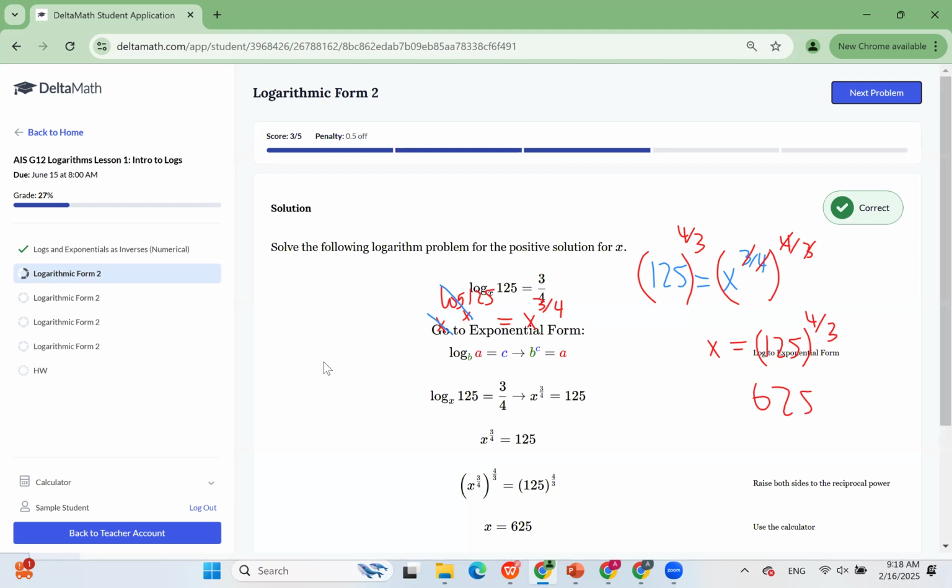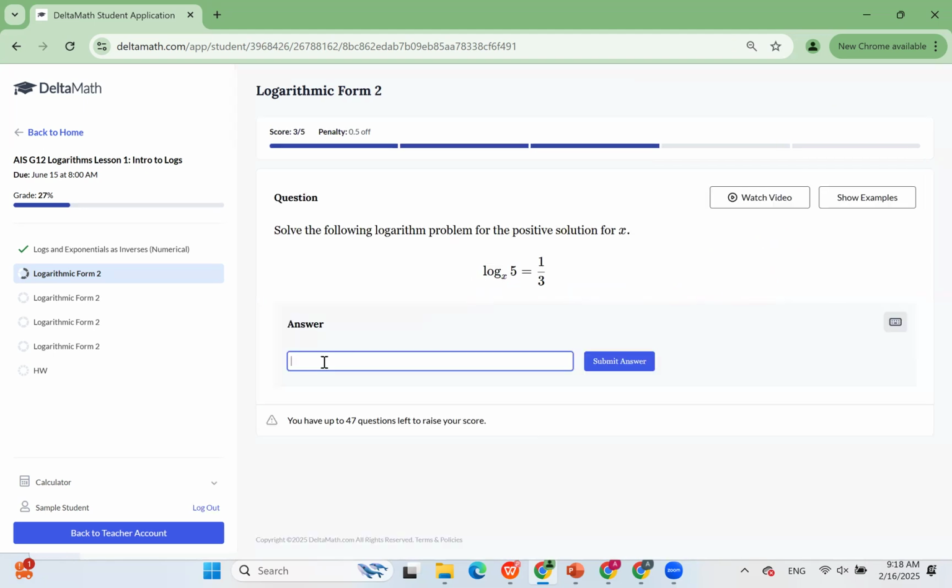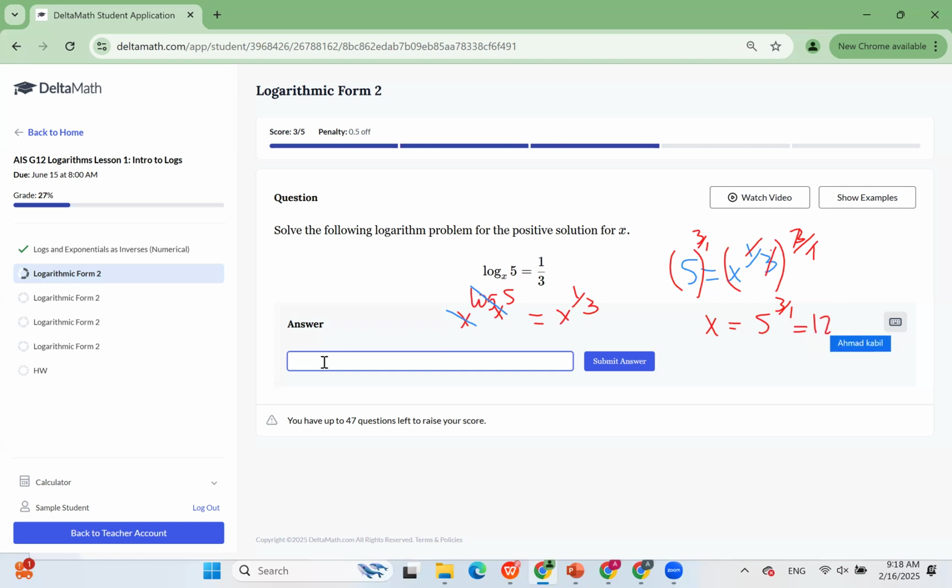Let's try another one. So here we have x power log base x 5 equals x power 1 over 3. The x cancels the log base x. We have 5 equals x power 1 over 3. Now we raise both sides to the power of 3 over 1. And the 3's cancel out and the 1's cancel out. So we have x equals 5 power 3 over 1. This is 125. So 125 would be the correct answer here.